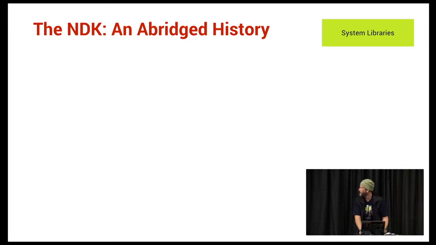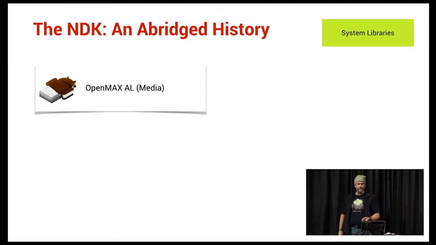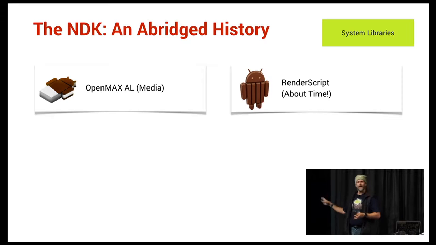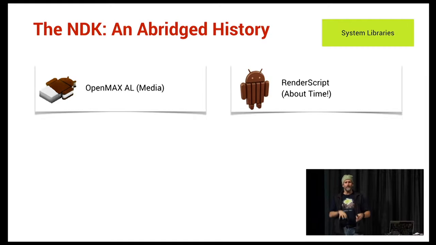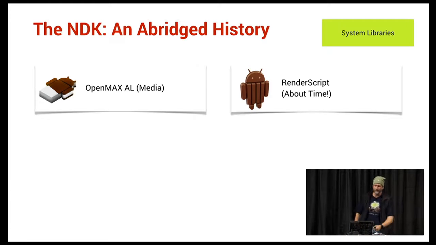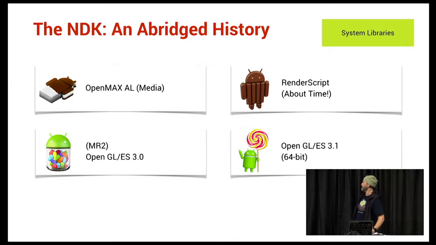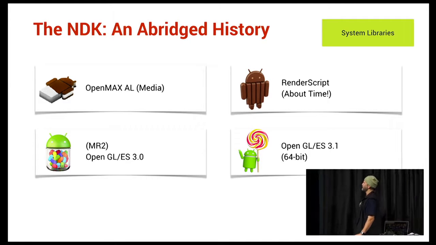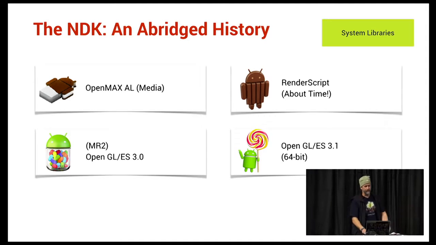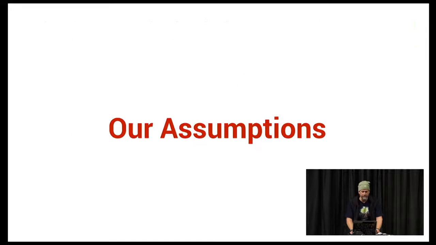We continued to evolve it. In Ice Cream Sandwich, we added the OpenMAX AL media layer. Not many people know this, but you actually can access RenderScript directly from the NDK as of KitKat, and it's pretty cool stuff. It was a long request, and we also did a bunch of graphics stuff here. That's why these aren't in order, but in Jelly Bean MR2, we added ES 3, and in Lollipop, we added 3.1, as well as 64-bit support. So that's pretty cool.